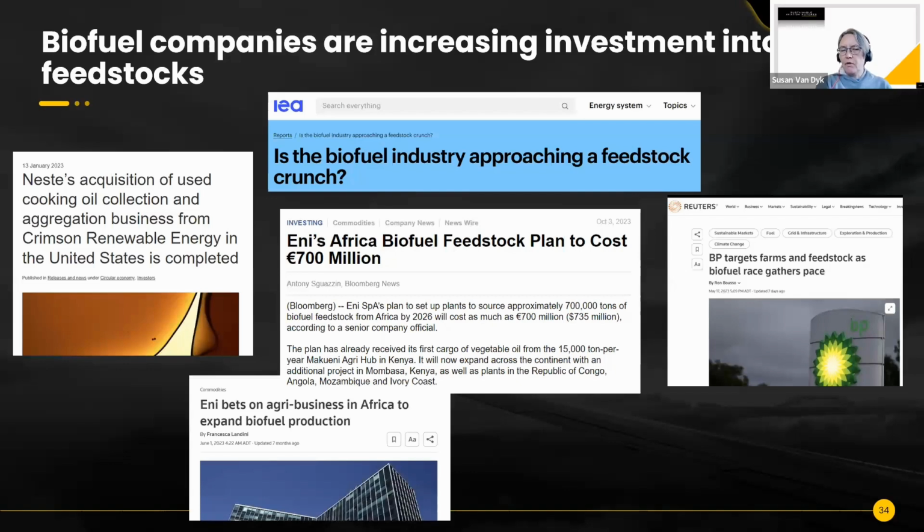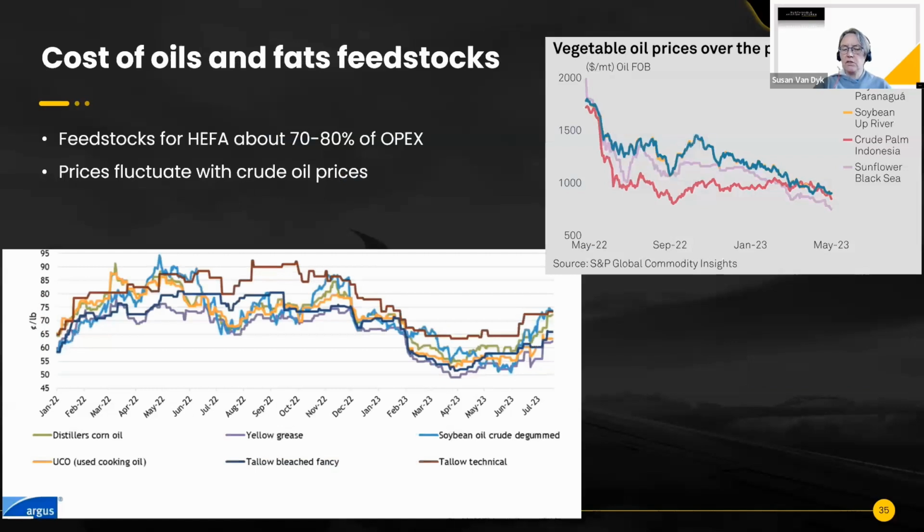And, as I said, biofuel companies are increasing investment into feedstocks. For example, used cooking oil. Here, this company ENI is based in Italy, and they are now investing in companies in Africa to grow their own feedstock there. Same with BP and so on. So it's a completely different approach to fuel production, biofuel production. This is just another few graphs looking at feedstocks. As I said, it's about 70 to 80% of the operating cost, and there's huge variability the whole time.